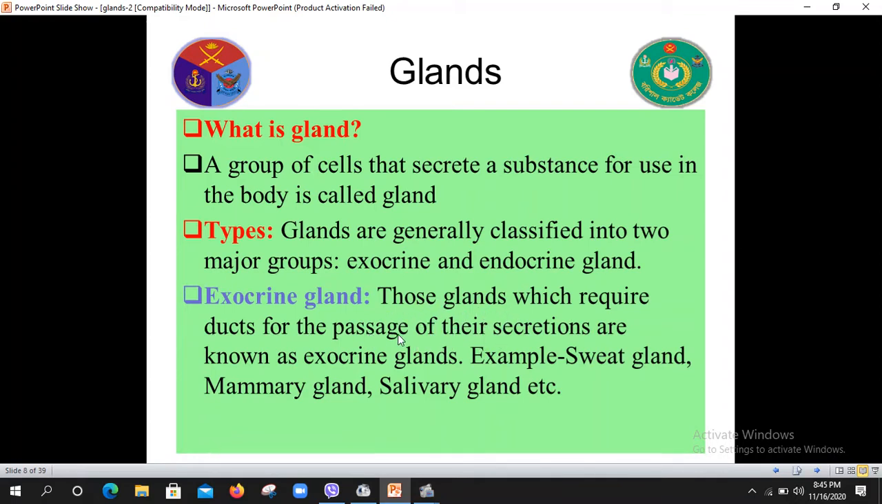So, this is called an exocrine gland. Examples: sweat gland, mammary gland, salivary gland. These have a specific duct. So, this type of gland must have a duct. By this duct, the liquid substance is distributed or spread in our body.